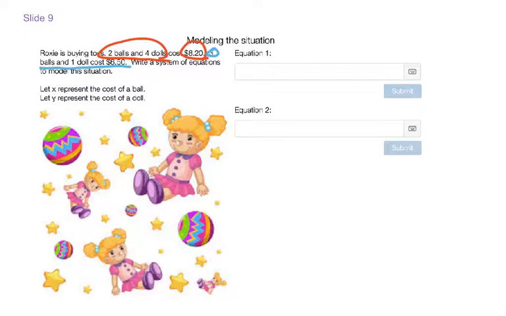So the first case is Roxy is buying toys. She bought 2 balls and 4 dolls. So down here, it tells us, let X represent the cost of a ball and Y represent the cost of a doll. So we know she spent a total of $8.20. So what did she buy for $8.20? She bought 2 balls. We have no idea how much they cost. So 2x plus 4y equals $8.20. That's our first equation.